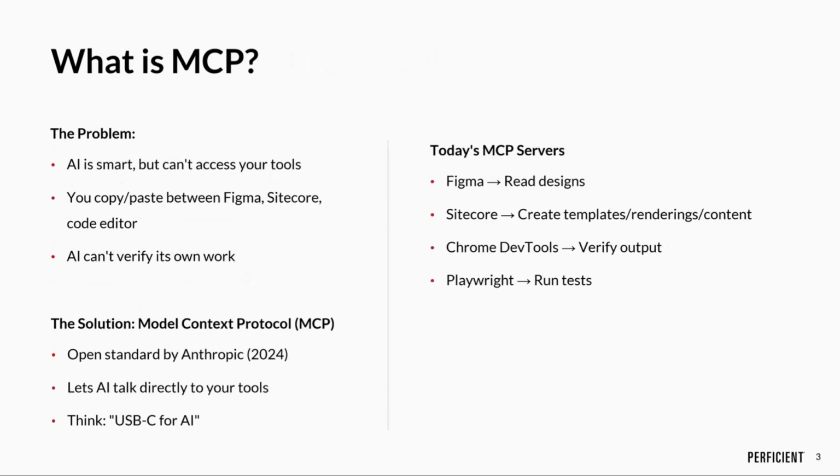So what is MCP? If you're not familiar with it, we'll do a little bit of knowledge here. Before we get to the demo, AI assistants like Claude or GitHub Copilot are smart, but they don't have direct access to your tools. So you end up having to copy paste your information between Figma and your code, or Sitecore and the content in the CM, getting all that information back and forth between your various sources. MCP, which stands for Model Context Protocol, is an open standard that lets AI talk directly to your tools.